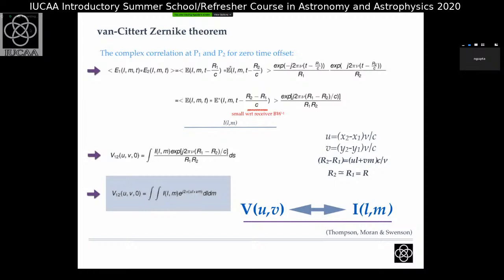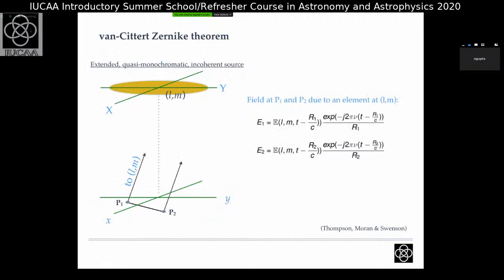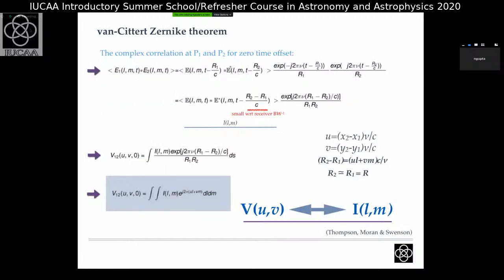U and v is nothing but the separation between these two points measured not in x and y, but in units of wavelength. And as I was describing before, it is really useful to measure the separations in units of wavelength here. And this is then equal to I(l,m), which is the intensity distribution in the sky, times this exponential. So this is nothing but a simple 2-dimensional Fourier transform expression here, with some approximations.